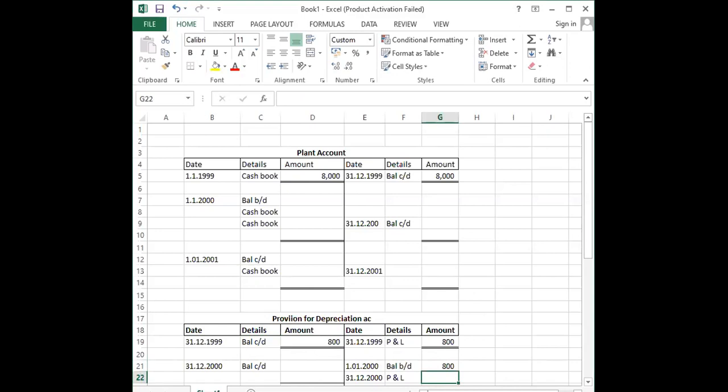And for the plant account, the balance of our equipment, this balance here carried down will be our opening balance here, 8,000. We close this like a complete transaction, and this one is closed like a complete transaction. I want to know whether it is making sense. Good, it is. Now, let's continue and look at what happened the other year.